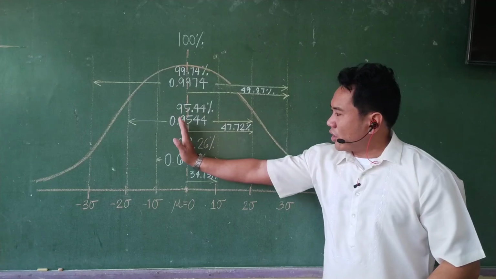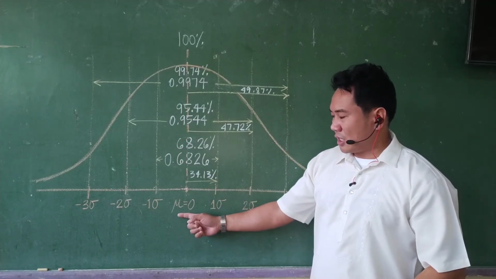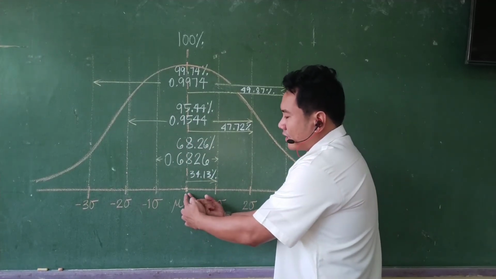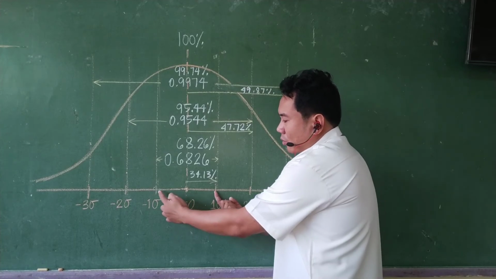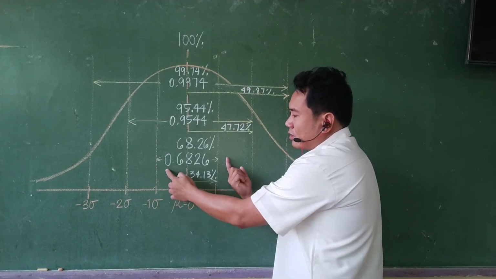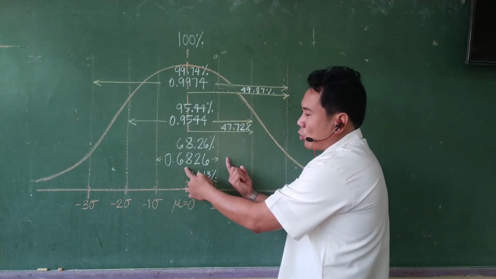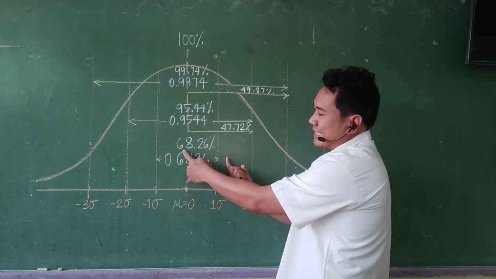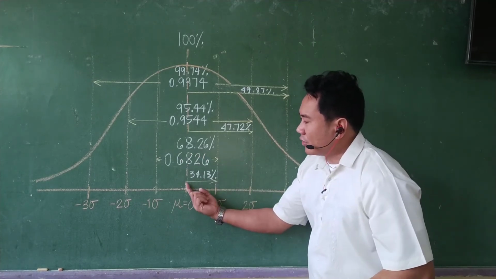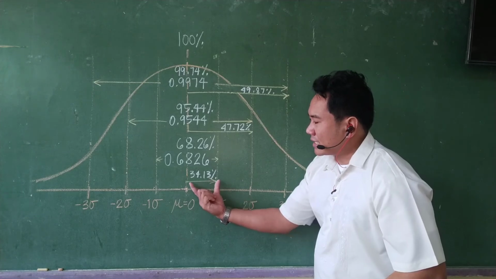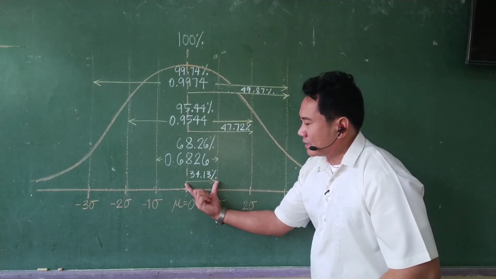This is the center of our distribution where the mean is equal to 0. One standard deviation from the mean, on both sides, is equal to 0.6826 or 68.26%, or that's 34.13% on one side.